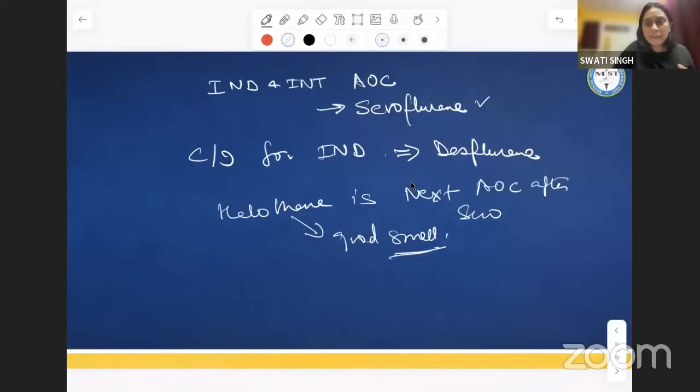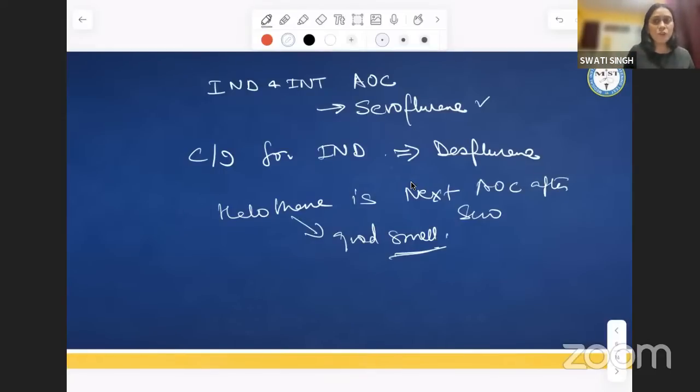Because this inhalational mode of induction is more commonly used in pediatric patients. For adults, generally we go for IV mode of induction. That's why when they form a question, a pediatric patient is always in mind, right? So they always ask the question along a pediatric patient. That is the reason, because in pediatrics we go for inhalational induction, and in adults generally we go for IV induction.